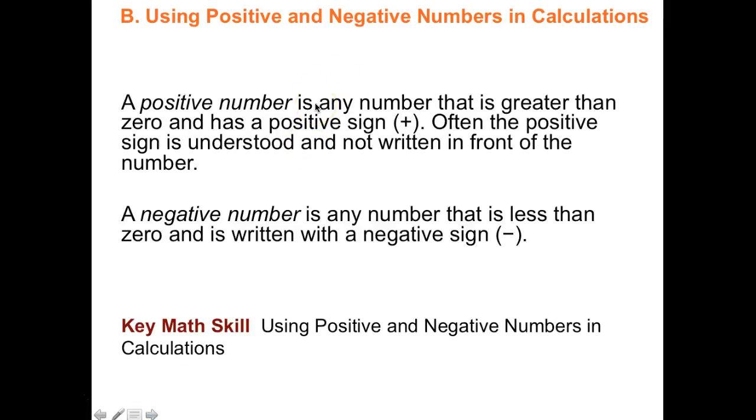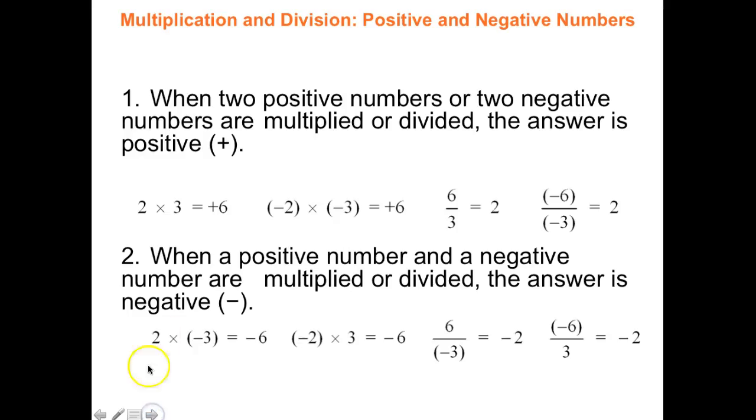So a positive number has a positive sign. It's greater than 0. A negative number is less than 0 with a negative sign. So when you're doing math with positive and negative numbers, if you're doing a multiplication, 2 times 3, you don't even have to write positive 6. You can simply write it as 6. It's understood there is a positive sign.